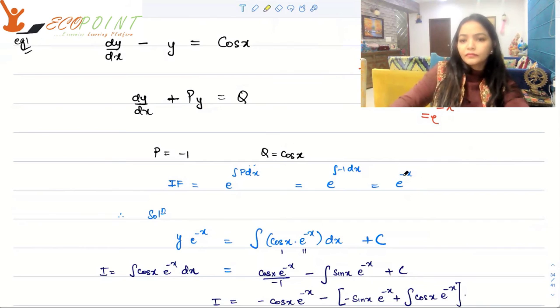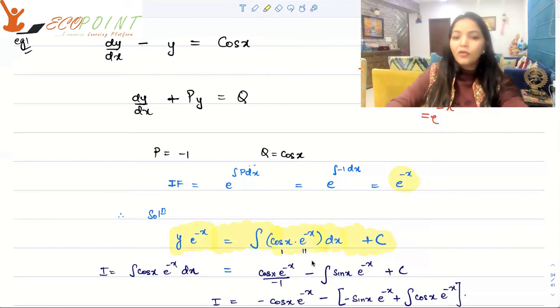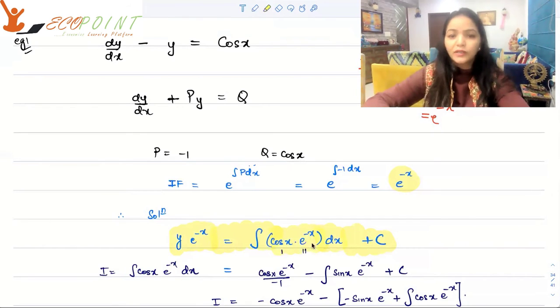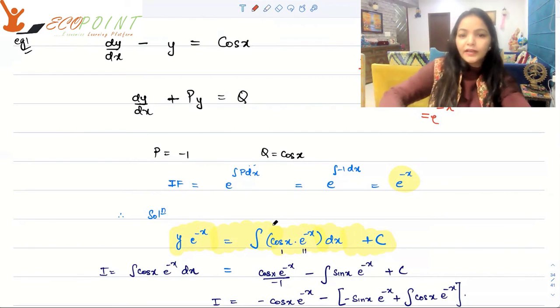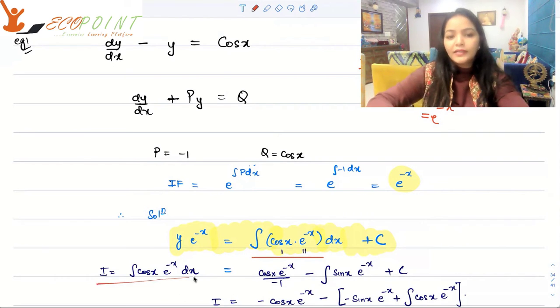This is your integrating factor. So your solution will be y e to the power minus x equals to integral of cos x e to the power minus x dx plus c. Now here you have cos x and e to the power minus x. So therefore, you will have to use Leibniz rule out here, or you will have to use ILATE basically. Let me just look into this integral right now. Let's take integral cos x into e to the power minus x. So I is equal to integral cos x e to the power minus x dx.